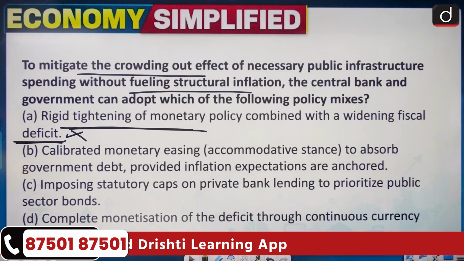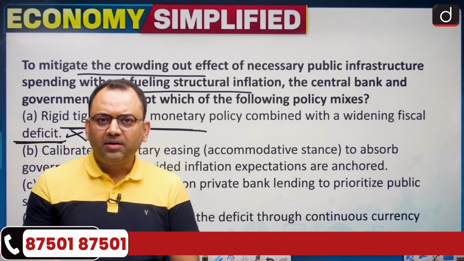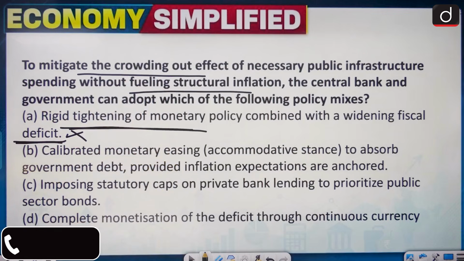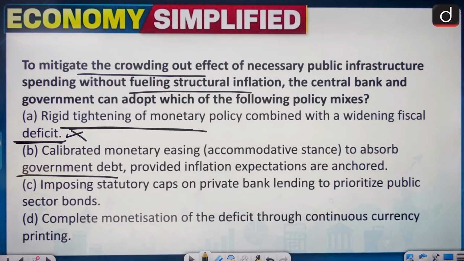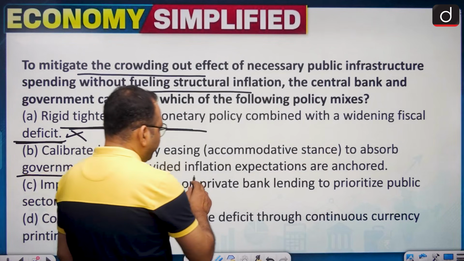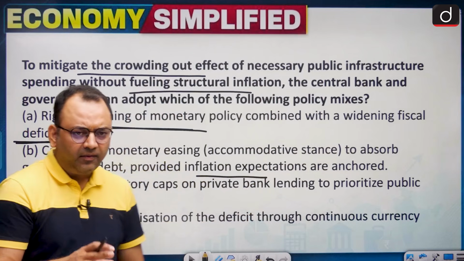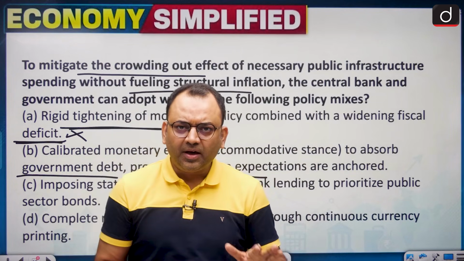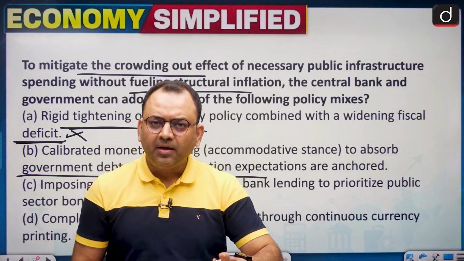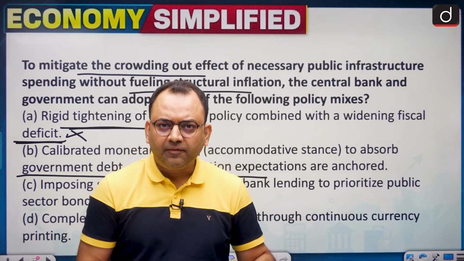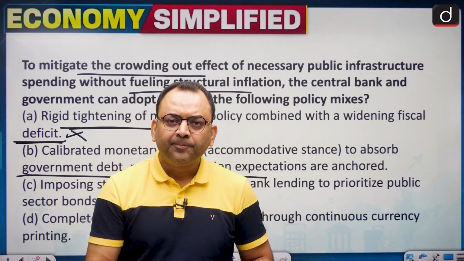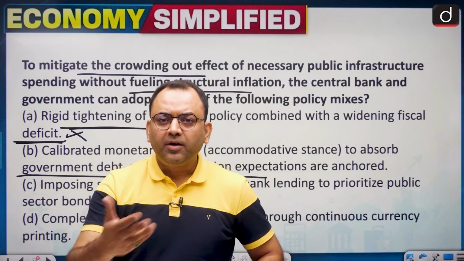The second is the calibrated monetary easing. That means measured monetary easing. The RBI is releasing the money in a calculated manner to absorb the government debt, right, and provided inflation expectations are anchored based upon the inflation data, inflation targeting, RBI may release money in the market, so that whenever the economy has some money, banks have some money, they are absorbed by the government to fund the fiscal deficit. The RBI may release some money by, say, cheap interest rates, low repo rates, so that the banks have enough money to fund the private sector.